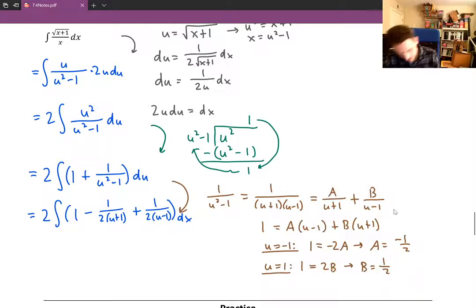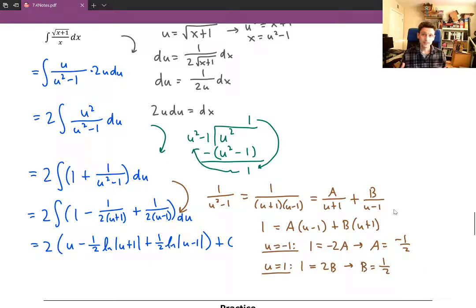I'm running out of space there. And at this point we can integrate, whoops, sorry, that's a du. At this point we can integrate term by term. So we get 2 times u, because that's our variable of integration, minus 1/2 ln absolute u plus 1 plus 1/2 ln absolute u minus 1, plus c.